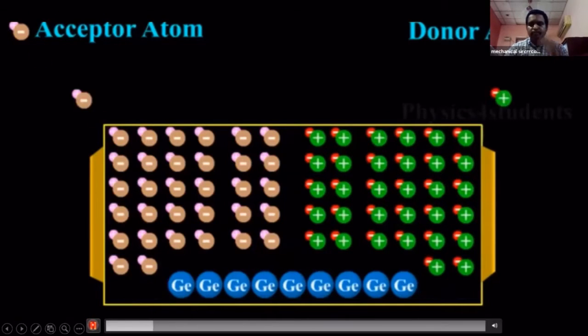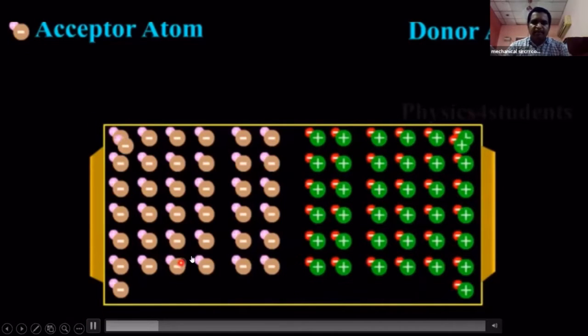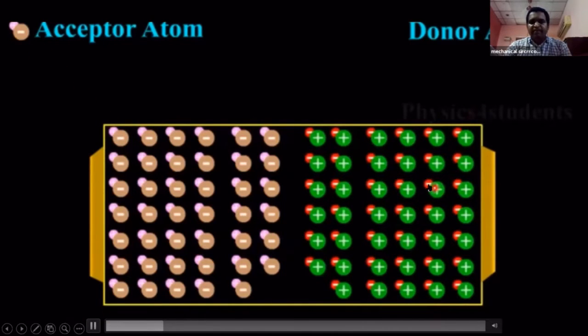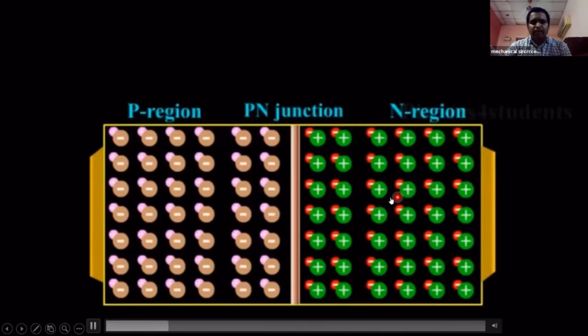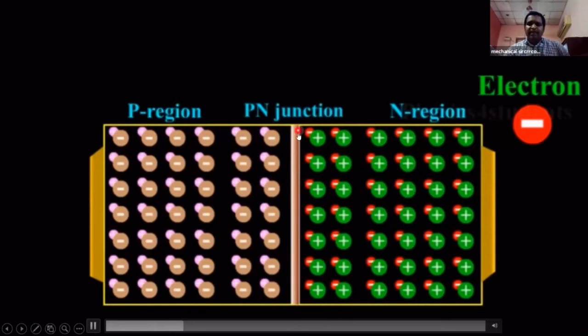See this. Left side is the p-type material, right side is the n-type material. P region and n region. The interface between these two regions forms a junction. That junction is called the PN junction.